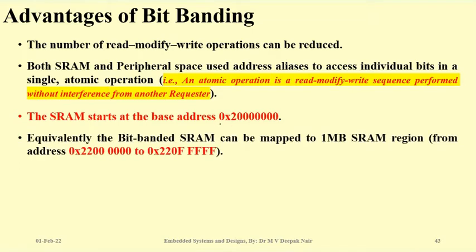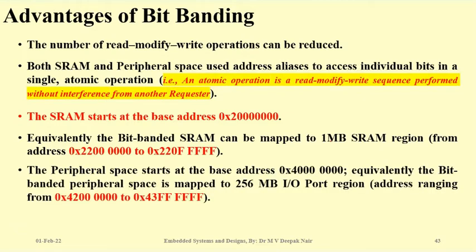So if this is the starting address of the SRAM, this is called the base address. In the previous equation we saw that base address. So 2000 is mapped to this particular address, 2200. This is the mapping from here to here. Now, 1 MB of RAM is mapped to 32 MB of another memory address, or we can say the bit band alias region.